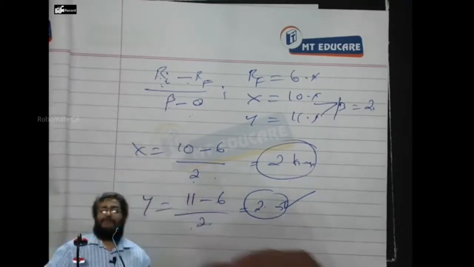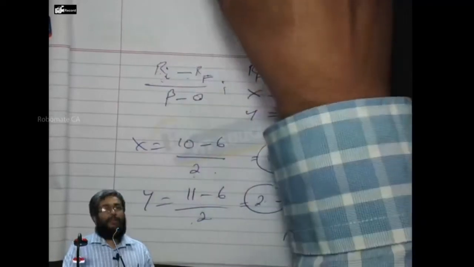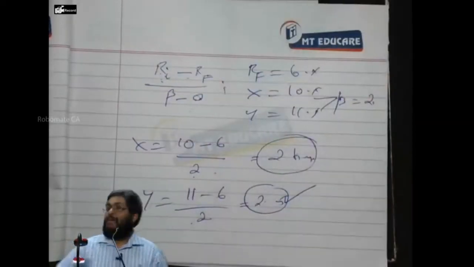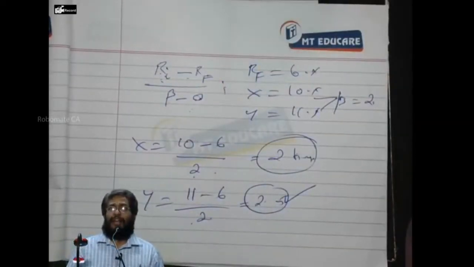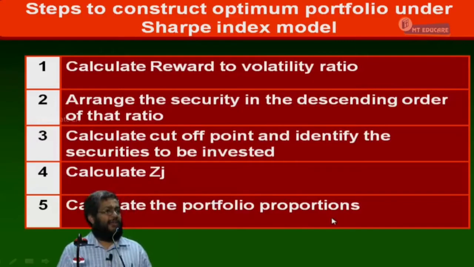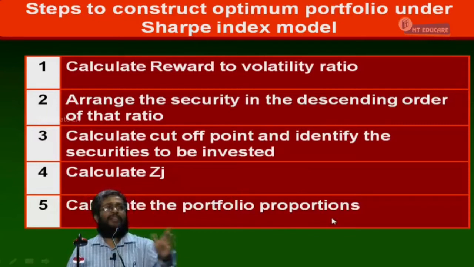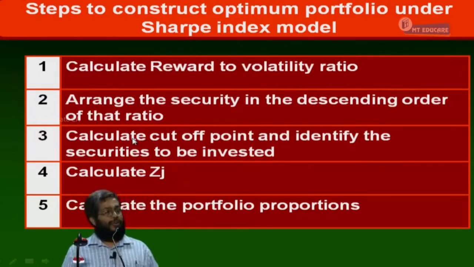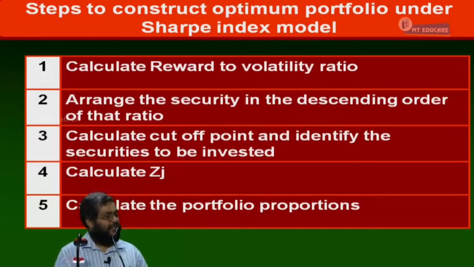Point number 1 over. Can we go to point number 2 or not? Next, calculate reward to volatility ratio and arrange them in descending order. Third, he asks you to calculate something called the cutoff point. For that, the formula has been given. From that, we know where to invest. Then calculate something called ZJ. From that, we know the proportion to invest. All those I can tell you only after doing the problem now. Can I start with the problem or not?